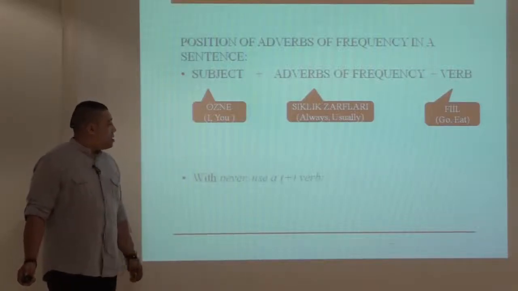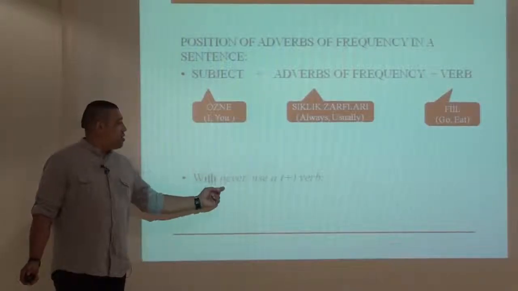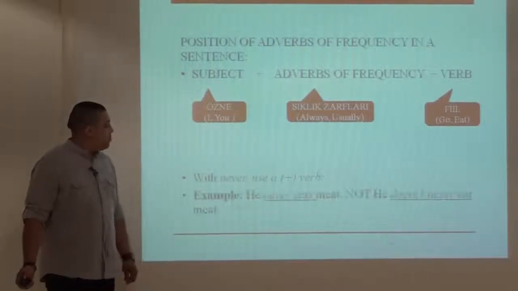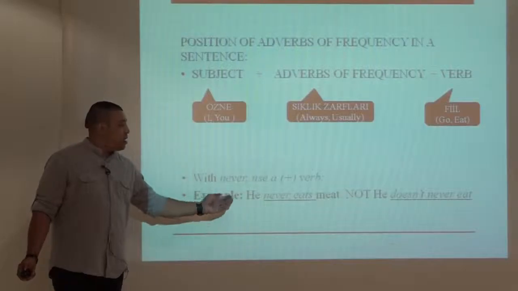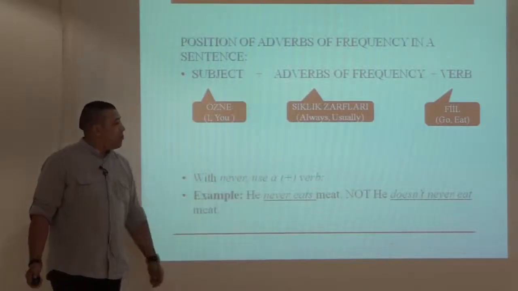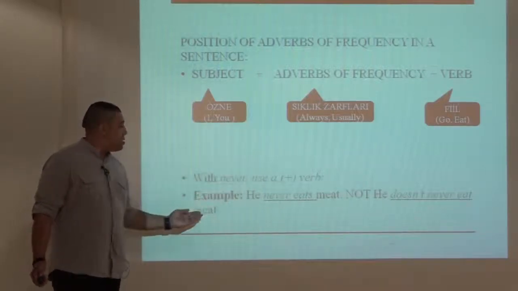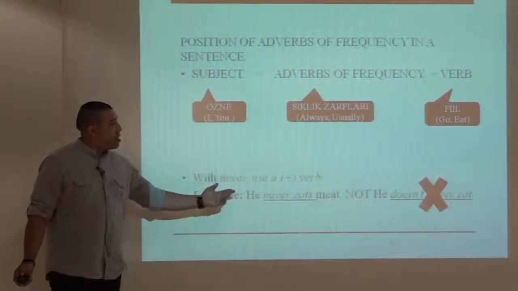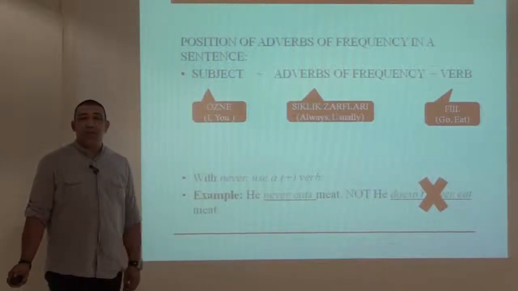Be careful with never. We always use never with a positive verb. For example, he never eats meat. We never say he doesn't never eat meat. So he doesn't never eat meat is a wrong sentence.